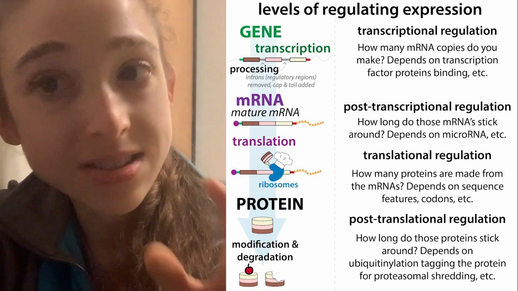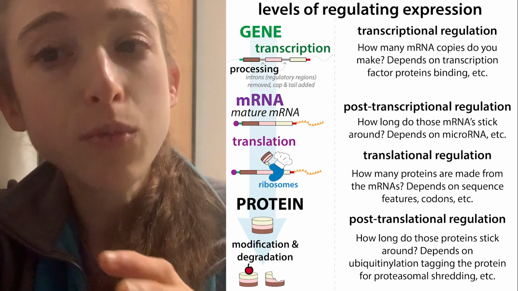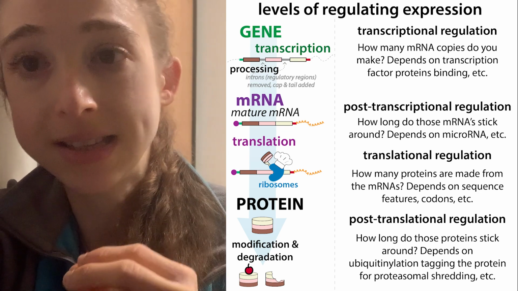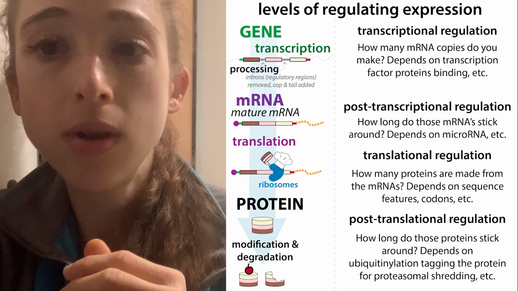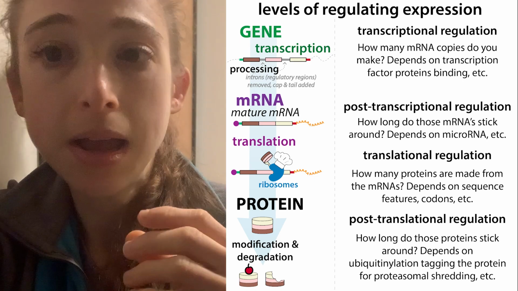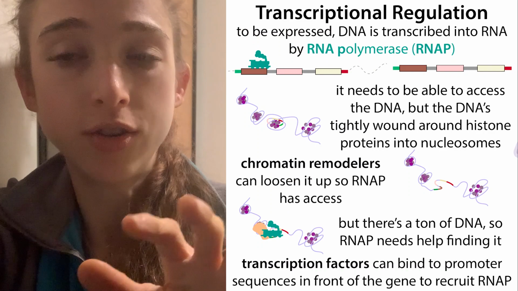So basically different cells in your body can do different things, and the way that they're able to control which of these different things they're doing is through various levels of regulation. And so the main level of turning genes on and off is basically by transcribing them or not transcribing them.